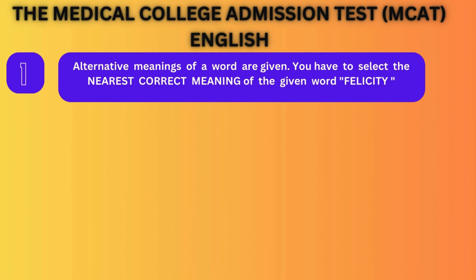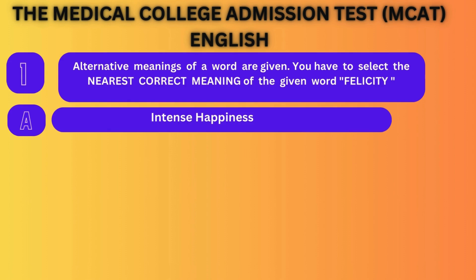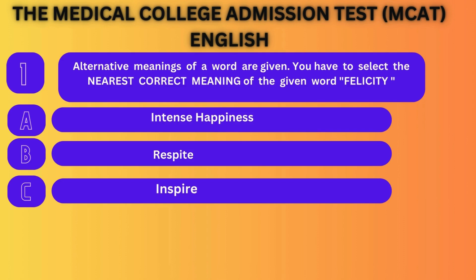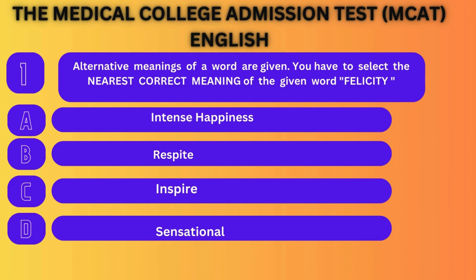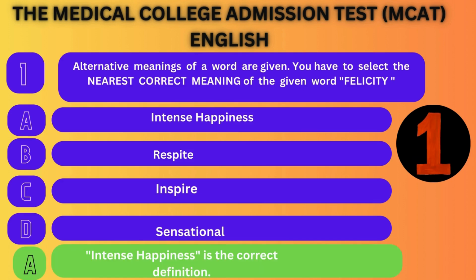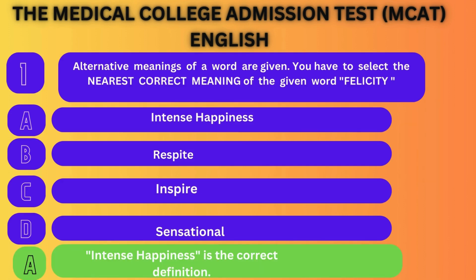Question number 1. Alternative meanings of a word are given. You have to select the nearest correct meaning of the given word, felicity. Option A. Intense happiness. Option B. Respite. Option C. Inspire. Option D. Sensational. Correct answer is A.